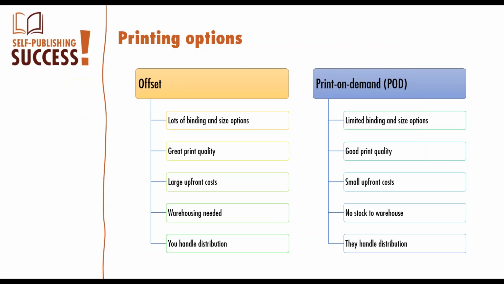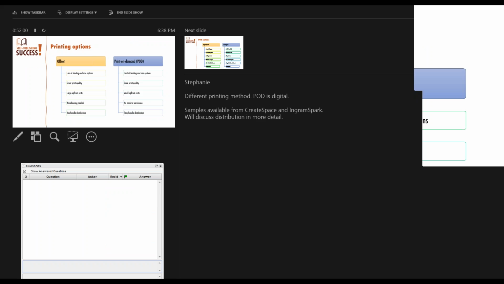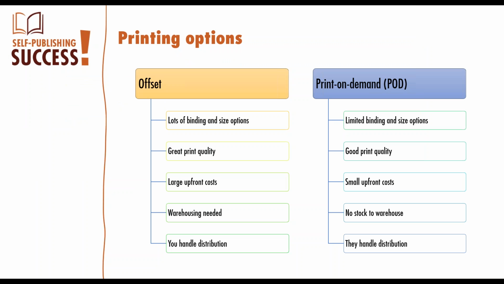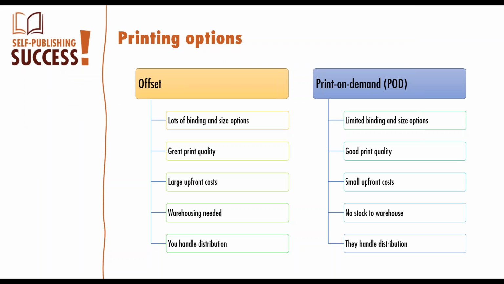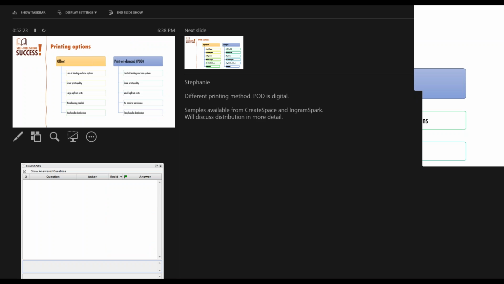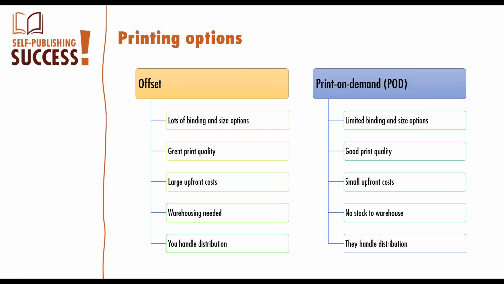With offset, you have lots of binding and size options. If you want a spiral bind for, say, a cookbook or a wire bind, print on demand can't do that. I really wish they would, but they can't. So if you have something that requires a spiral type bind, you need to use offset. Or if you have a book that needs to be a very specific size, print on demand might not offer that size because they have limited sizes that you choose from. They have a good selection of sizes, lots of them, but if you need something very specific, it might not be an option.